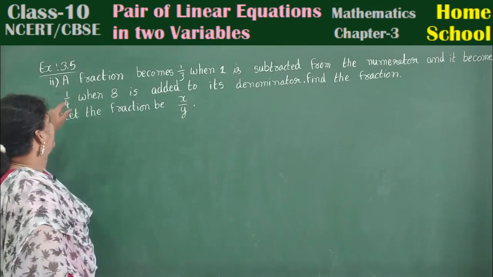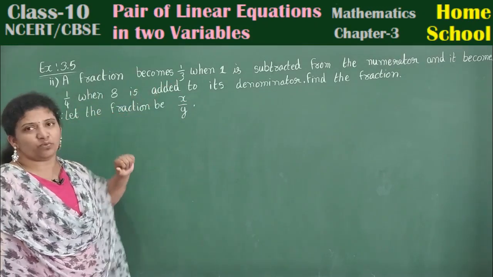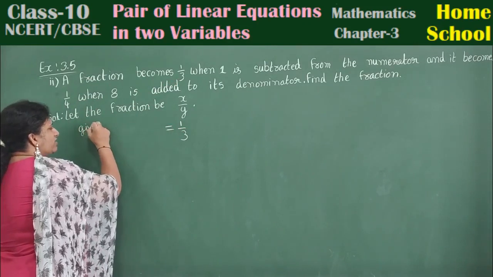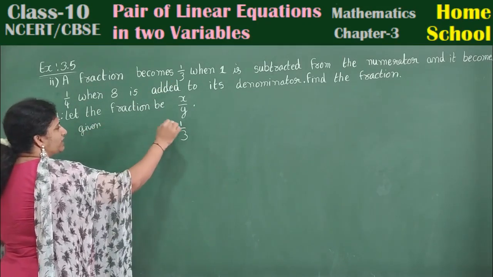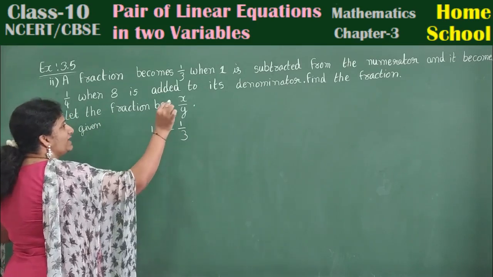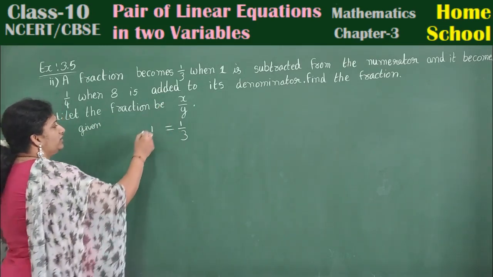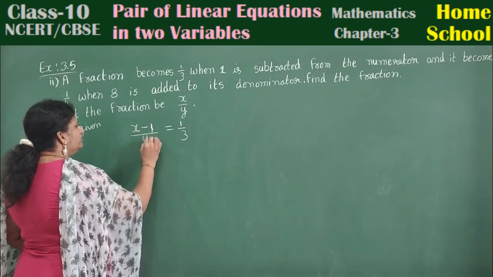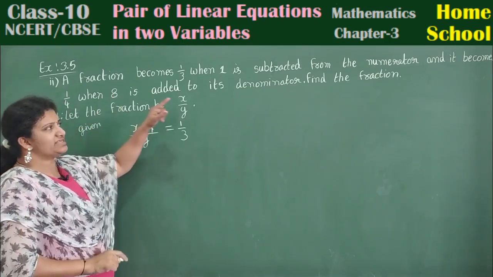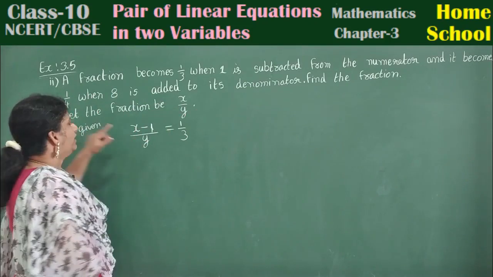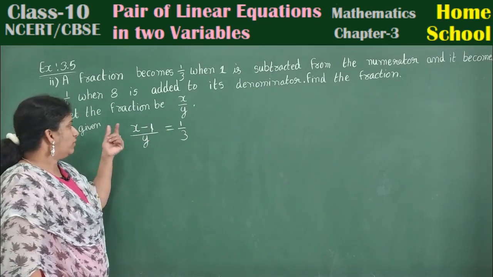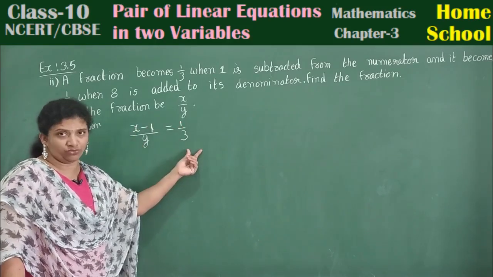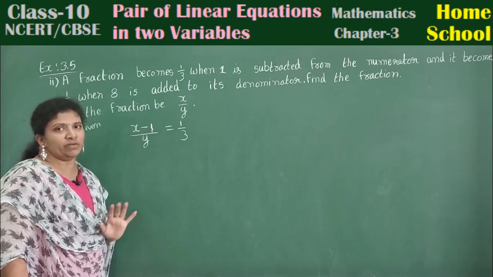Okay, so now a fraction becomes 1 by 3. Given, you need to write all these statements again, children. Given the fraction becomes 1 by 3 when 1 is subtracted from the numerator. Look here, this 1 you need to subtract from the numerator. Yes, 1 is subtracted from the numerator. Then you can get one equation. What is the fraction? x by y. The fraction becomes 1 by 3 when 1 is subtracted from the numerator.